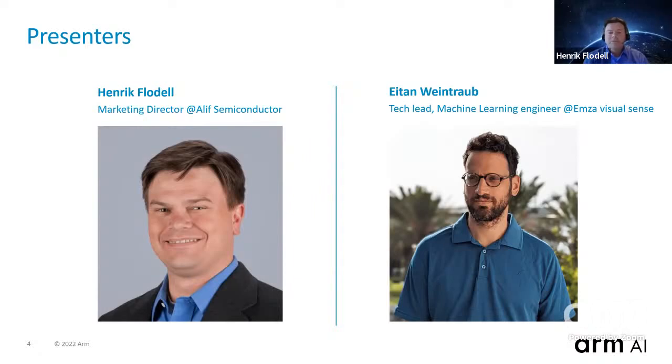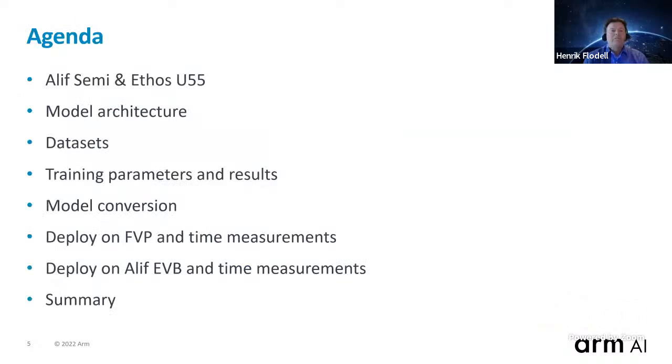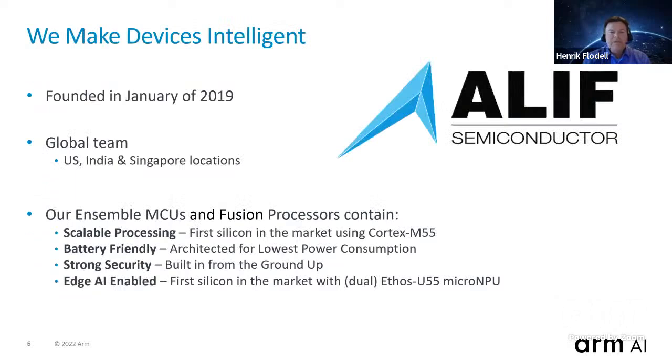So Eitan, if you could switch over to the next slide. We got the agenda slide up here, so you can see how we will go through the presentation. I'll do the intro to Alif and Ethos and talk a little bit about that. And then Eitan is going to go through the architecture of the model used, the data sets, how they were being put together and trained with the parameters, results, model conversions, deployment, and summarize the results. So could you switch to the next slide, please?